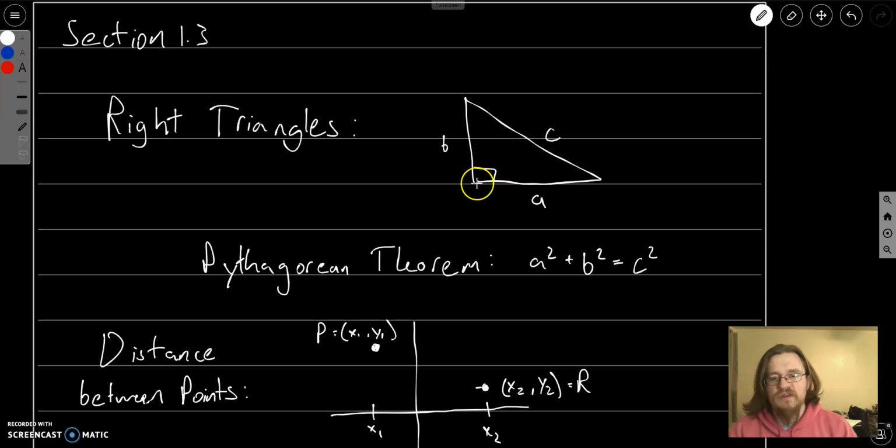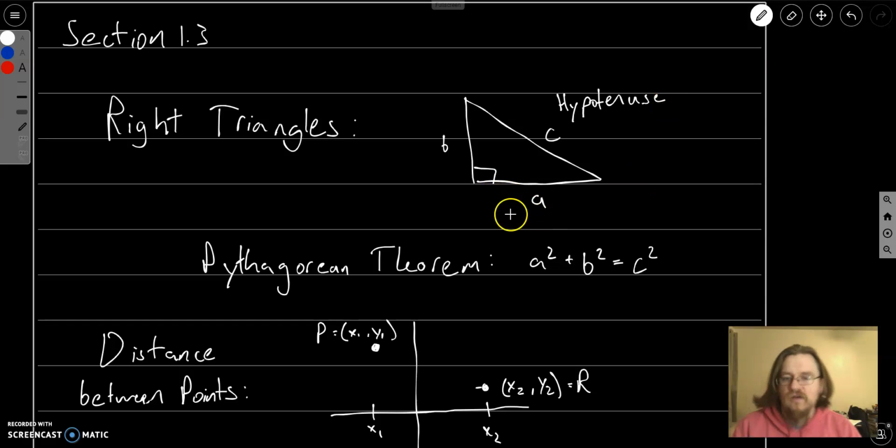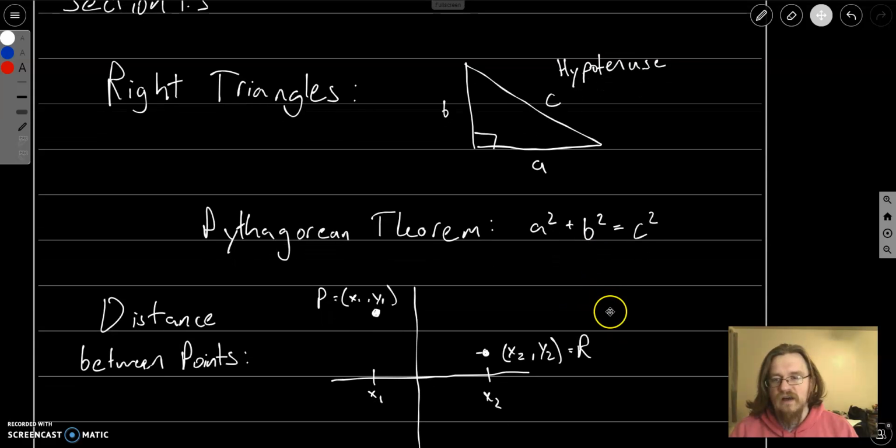To give this some terminology, the side opposite of the right angle is normally called the hypotenuse. With the Pythagorean Theorem, we can give a relationship between the sides of a right triangle. So if we call the side lengths adjacent to the right angle A and B, and the side opposite is the length of the hypotenuse C, we have A squared plus B squared is equal to C squared.